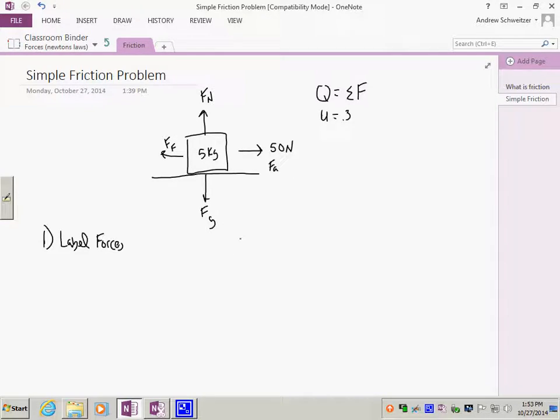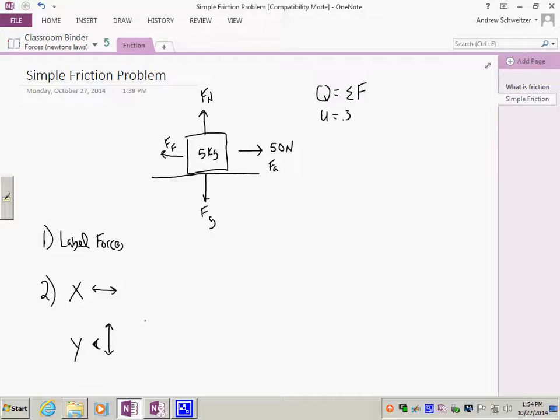Alright, now once I have all my forces labeled out, I like to break out into components, wherever forces are acting. I have an X component and a Y component. The X component will be in the horizontal direction, the Y component will be in the vertical direction. Now let's do the Y first.